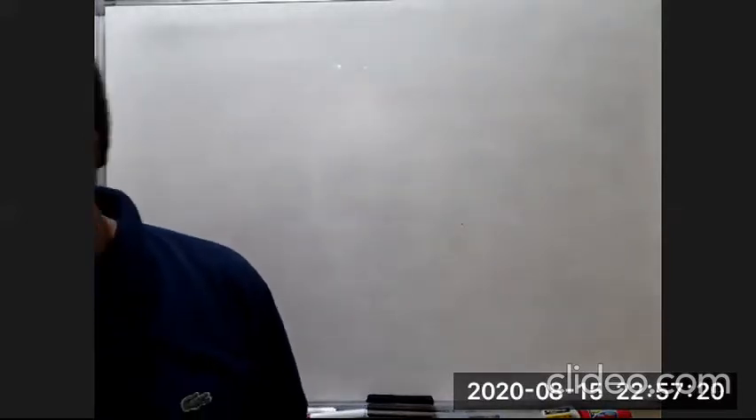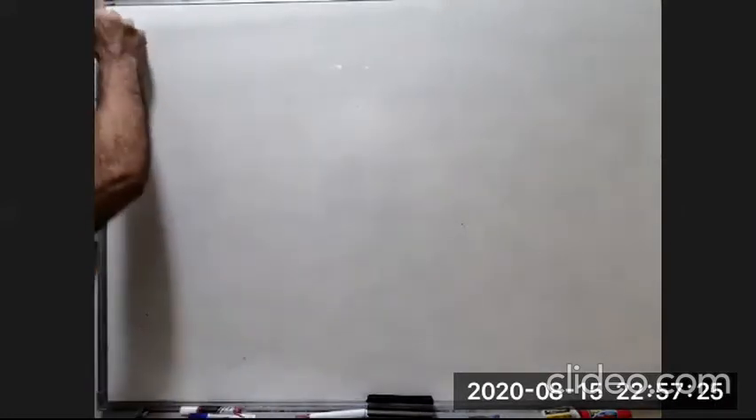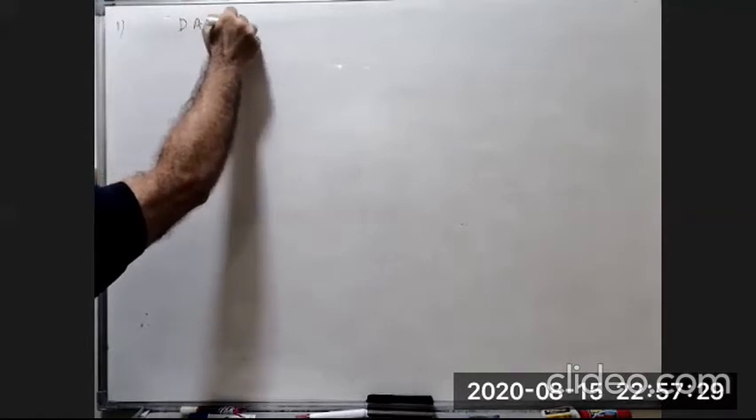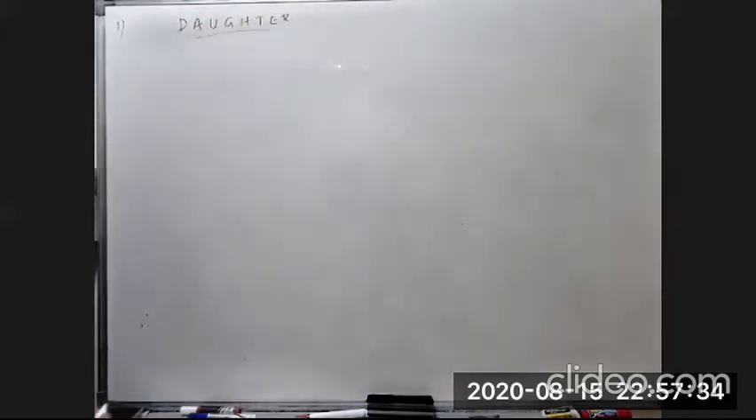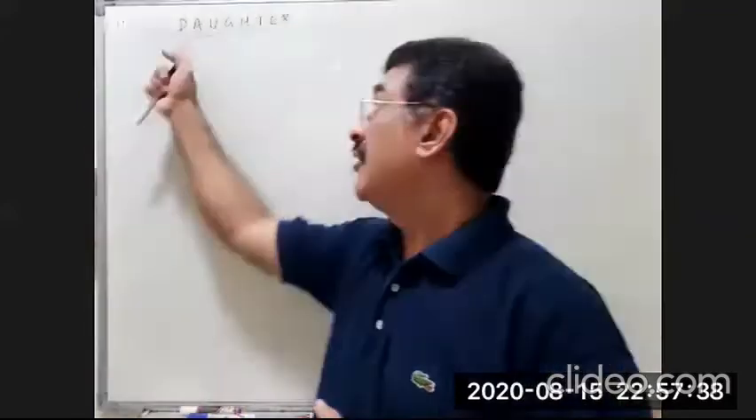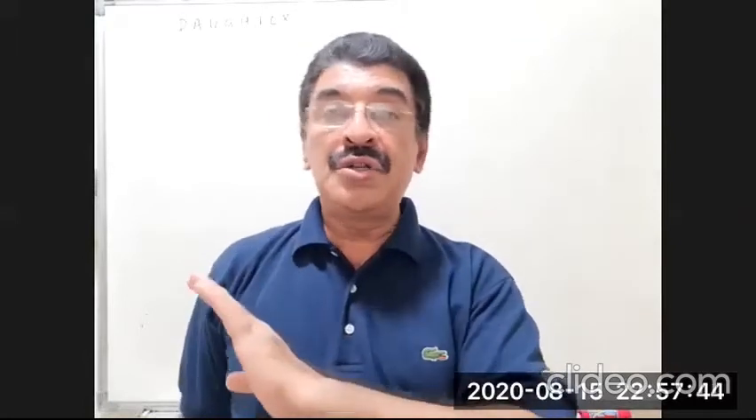The given word, this is question number 1, is DAUGHTER. In all we have 1, 2, 3, 4, 5, 6, 7, 8 letters. The question is not to arrange all these 8 letters. To arrange all these 8 letters, it is 8 factorial ways.